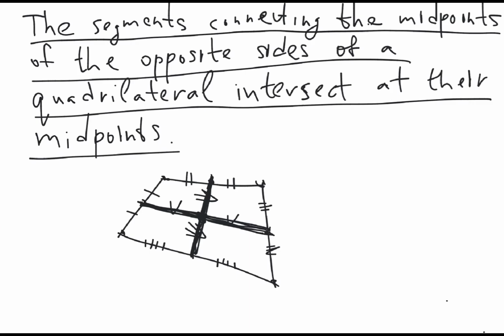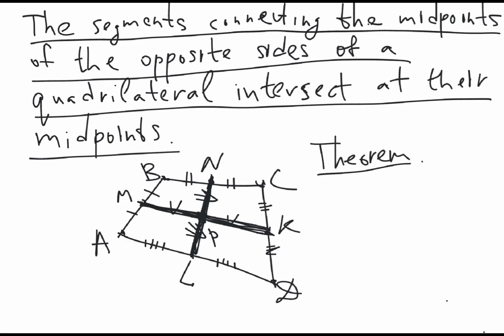So let's denote the vertices A, B, C, D, and the midpoints M, N, K, L, and the intersection point, let's say it's P. So this point is P. And so the theorem is that MP is equal to PK and NP is equal to PL.